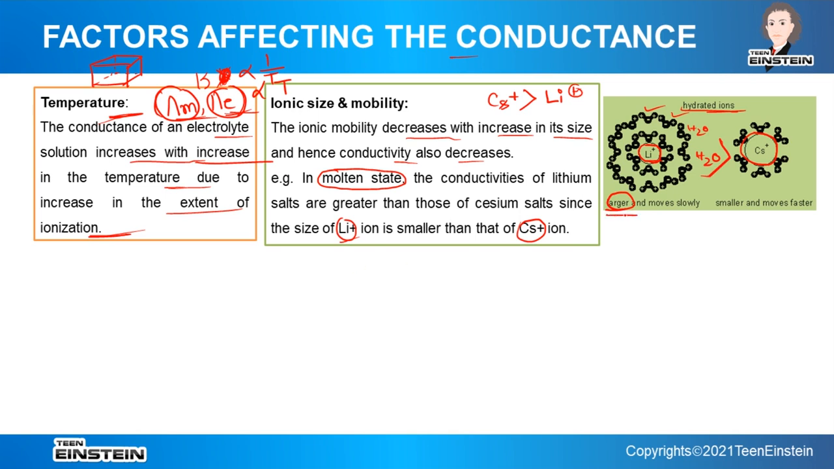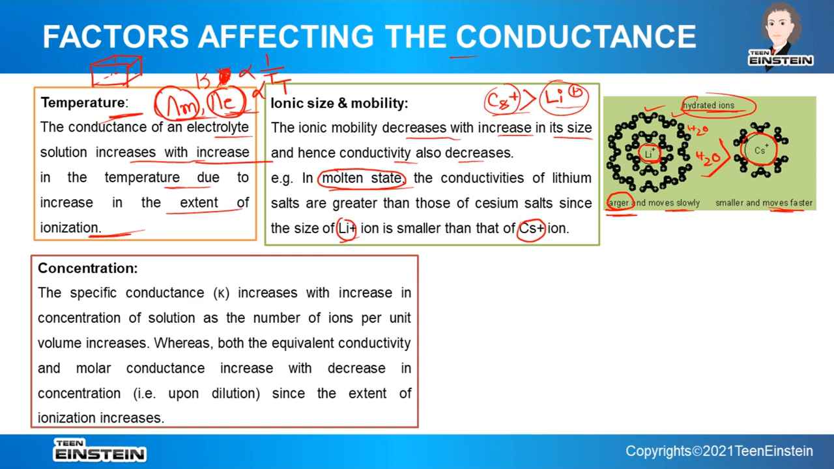Now as it is larger, it will move slowly, and this is smaller, so this will move fast. Basically, if you want to know the mobility, you have to know whether it is aqueous solution or molten state, because molten state means no solvation, and no solvation means no hydrated ions. It is simply the naked ion, the free ion. Fine.